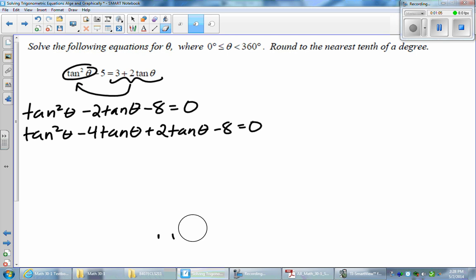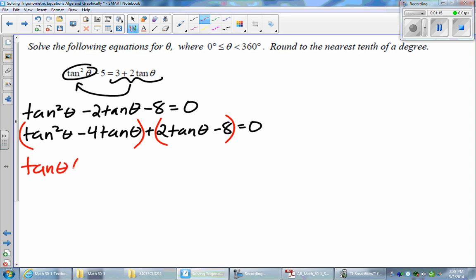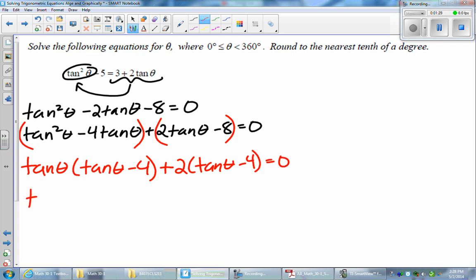So the second thing we need to do here is group those terms. Group the first two terms, group the last two terms, and factor out whatever's common. Tan theta can come out here, and I have tan theta minus 4. In the second grouping I could take out a 2, so I'm left with tan theta minus 4. Finally, my two factors are as follows: tan theta minus 4 is one factor, and the other one is tan theta plus 2, and this is all equal to 0.